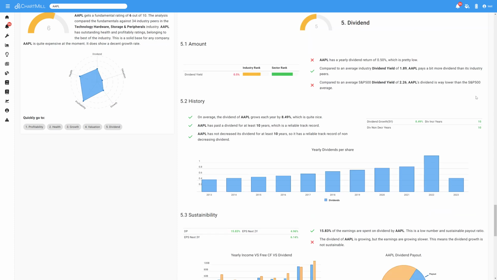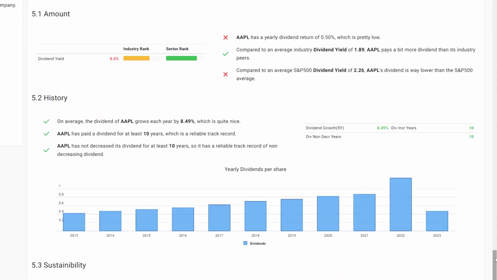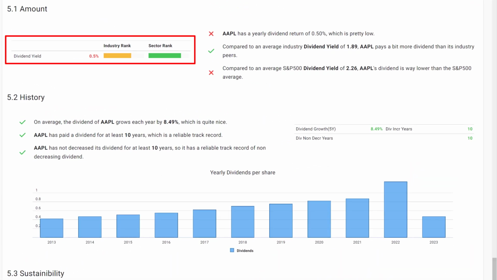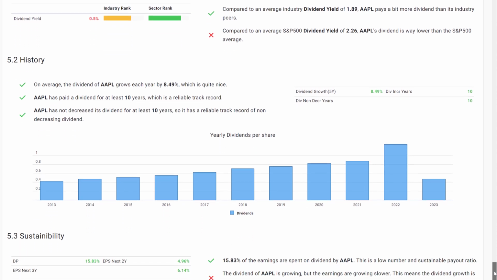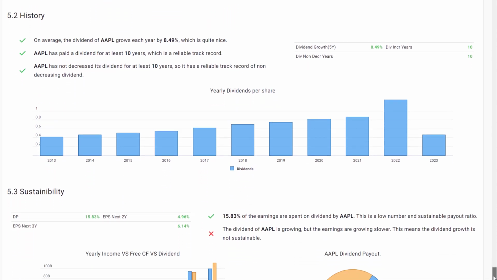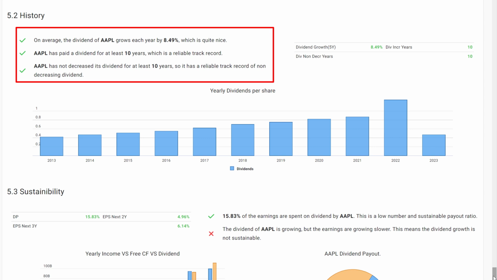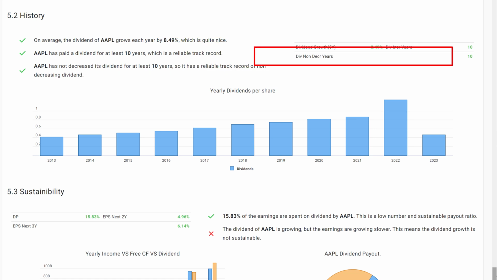The fifth and final section looks at the dividend policy. It looks primarily at the dividend yield and how it compares to sector and industry peers. The dividend is also compared to the average dividend yield within the S&P 500. Furthermore, it looks at how dividend growth is evolving and how many years the dividend has been paid continuously. Finally, to assess reliability, the number of consecutive years the dividend has not been reduced is also examined.